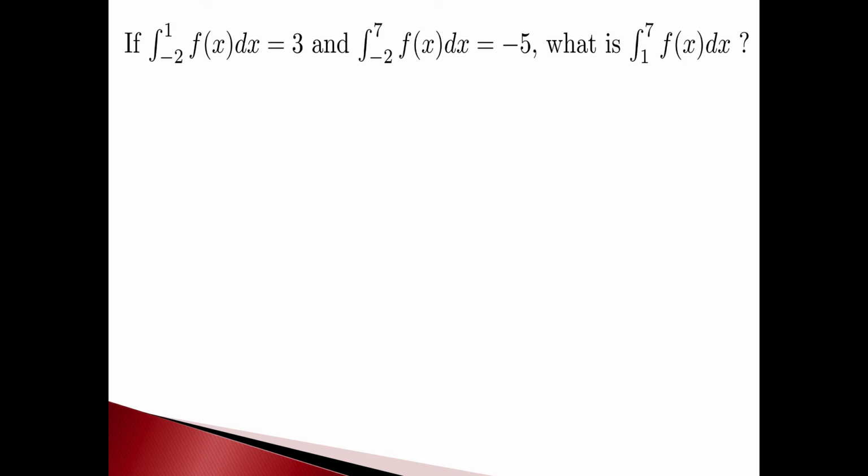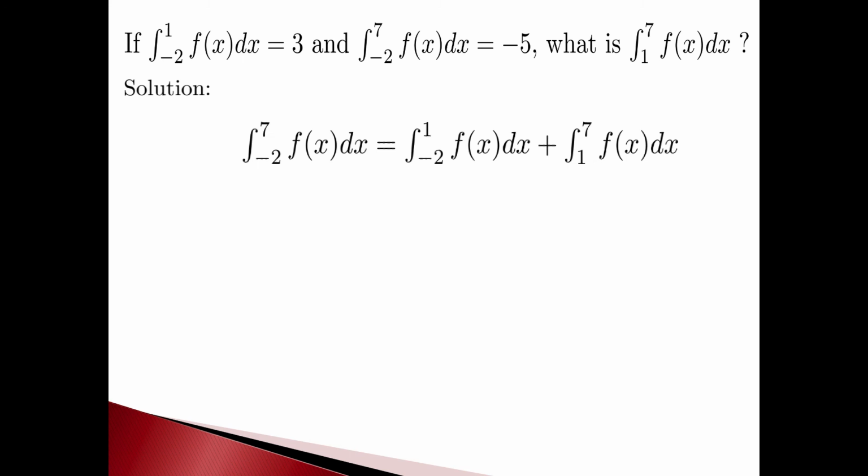Okay, well, here's another example of the kind of questions that you can ask and that you can see in the homework where we use these sort of rules, especially this subdivision rule. So suppose I tell you that you have a function, and when you integrate from -2 to 1, you get 3. When you integrate from -2 to 7, you get -5. Can you use those two things together to figure out what happens from 1 to 7? And if you think about it, it's not too hard.